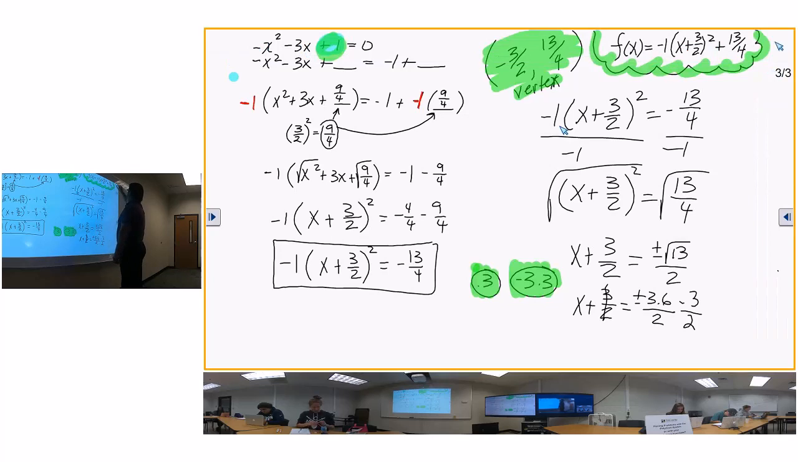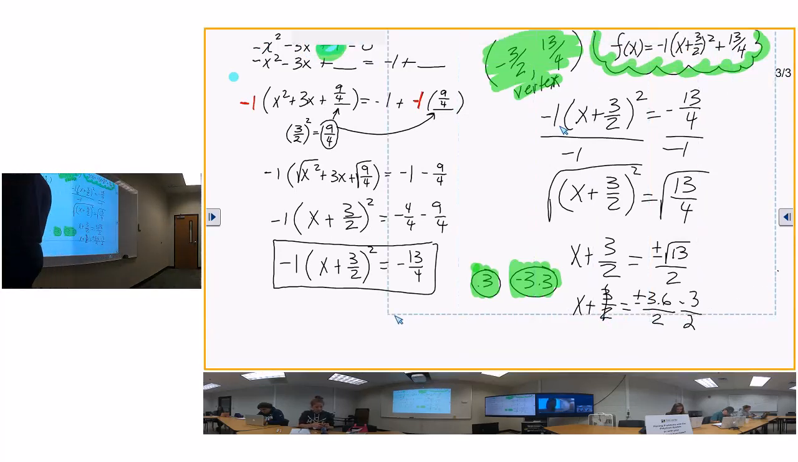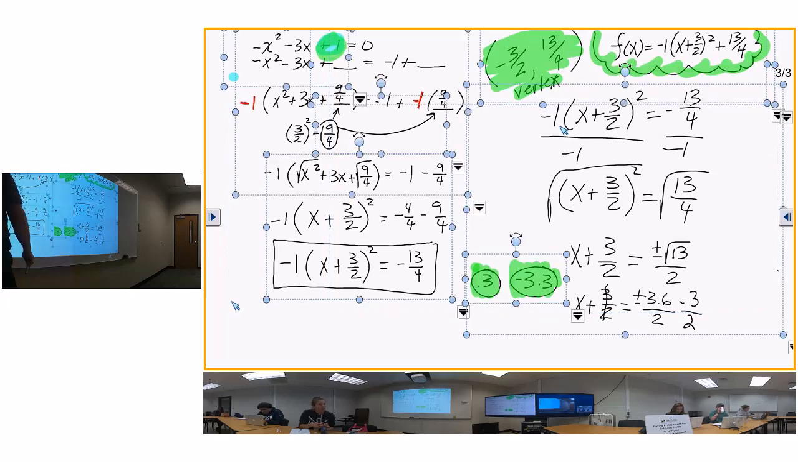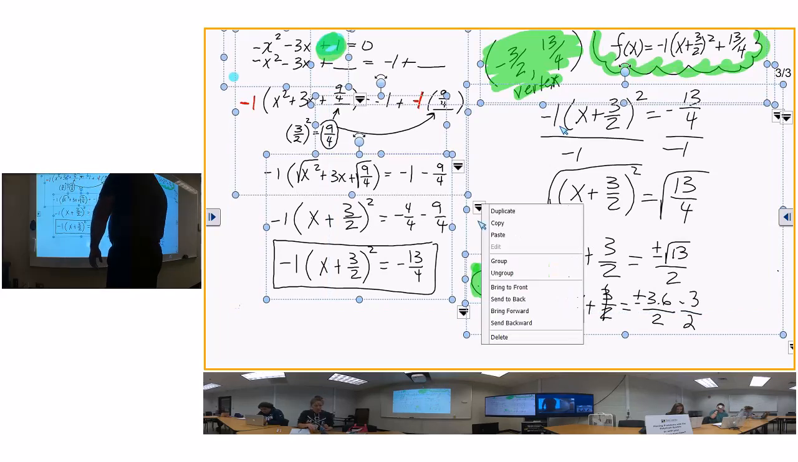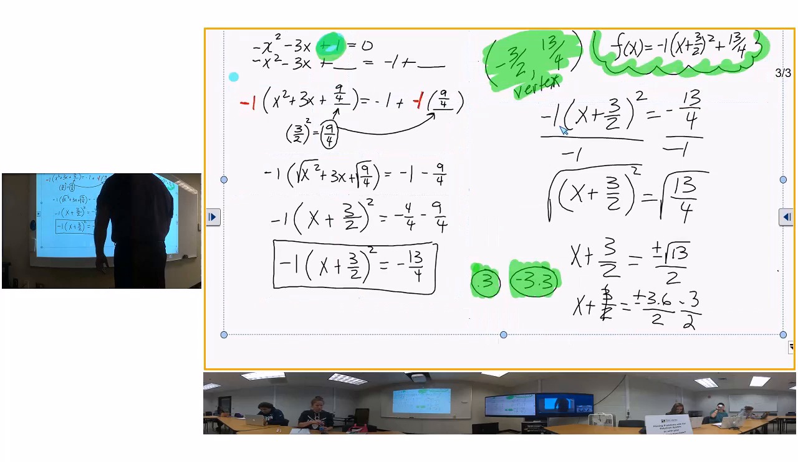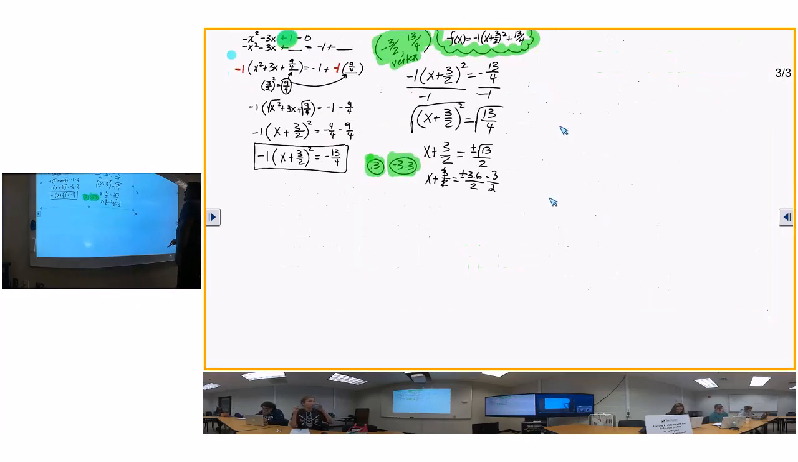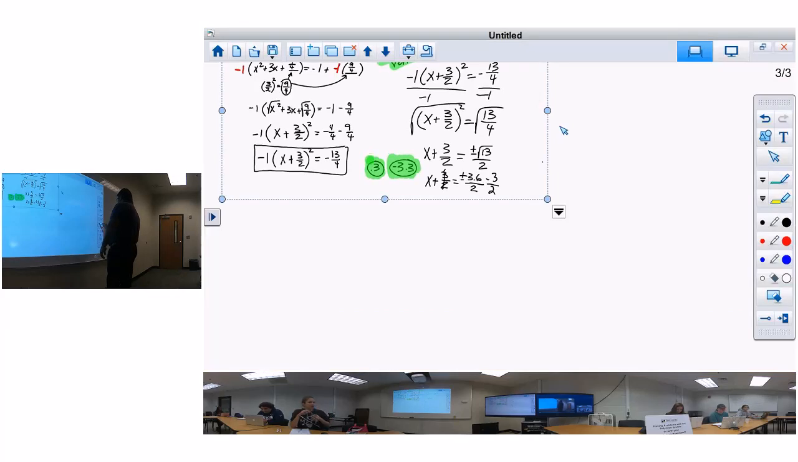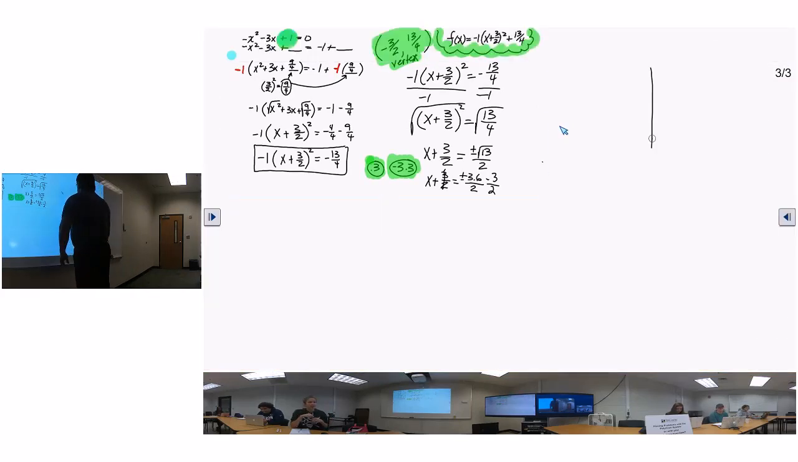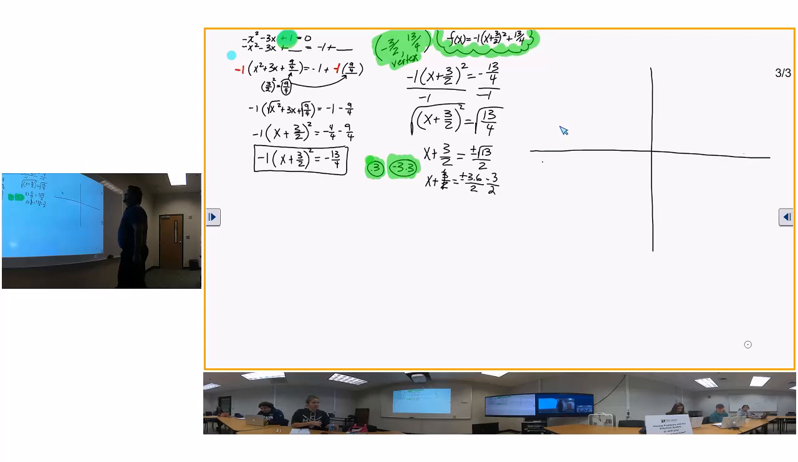So I pray that this stylus will stay where I want it to stay. There we go. Group, one of these days we're going to get training on these things. There we go. All right, so let's take our handy-dandy virtual graph and let's graph this guy.